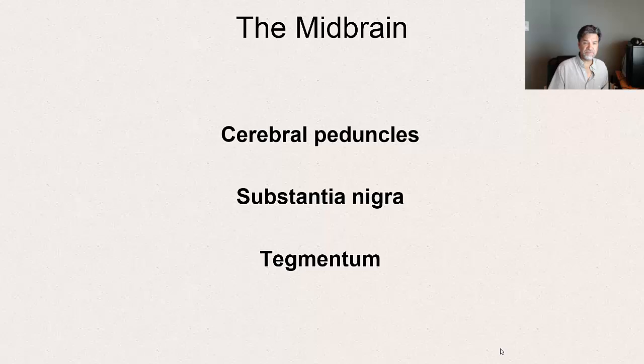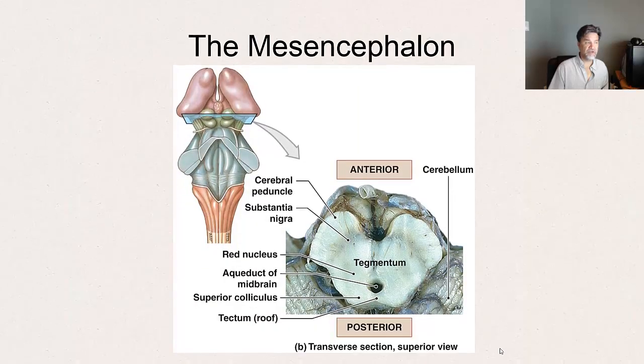And the tegmentum is a very complex area where there are several nuclei located. Some of them are incredibly essential to the function of the brain. I would get more into these if this was a more dedicated neuroanatomy class, but for now, just understand that it's part of the midbrain and it is an absolutely essential part of the midbrain.